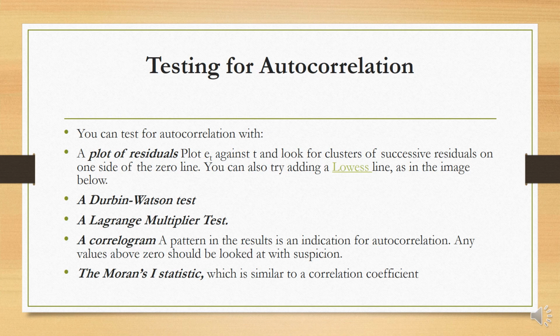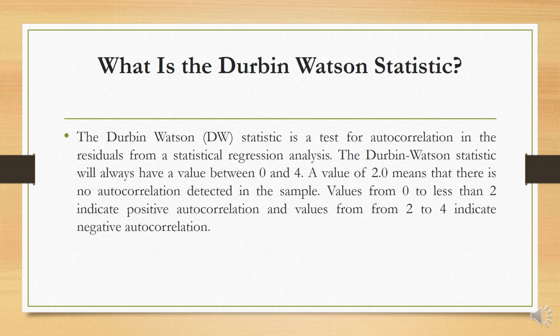Second is the Durbin-Watson test. Third is the LM test, and fourth is the correlograms. And the last one is the Moran's I statistics. Out of these tests, which have been explained in previous slides, the most commonly used test is the Durbin-Watson statistic. Now we'll briefly discuss what the Durbin-Watson statistic is and how it detects the autocorrelation or the serial correlation.